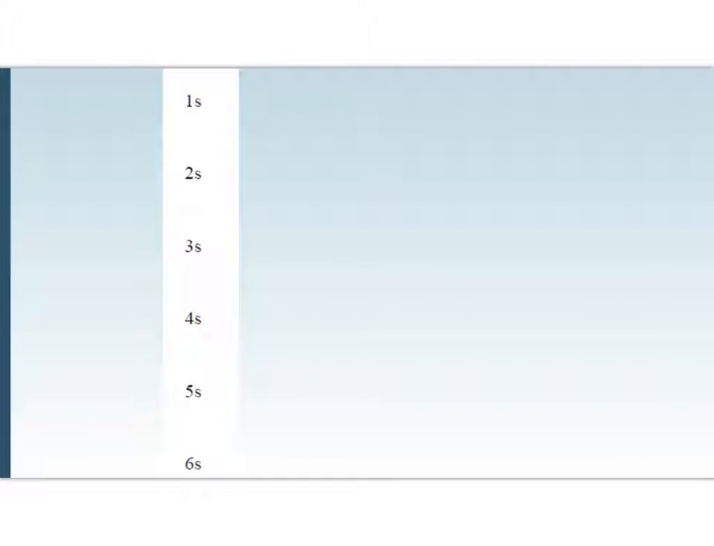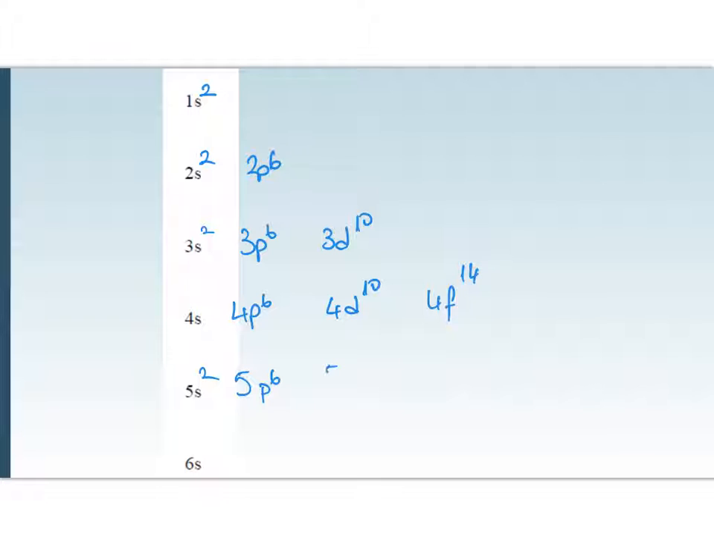Okay, let's look at finally electron configuration. Now the first energy level, you can only have 1s2. Second one, 2s2, maximum 2p6. Third one, 3s2, 3p6, 3d10. 4s2, 4p6, 4d10, 4f14. 5s2, 5p6, 5d10. It goes like this.